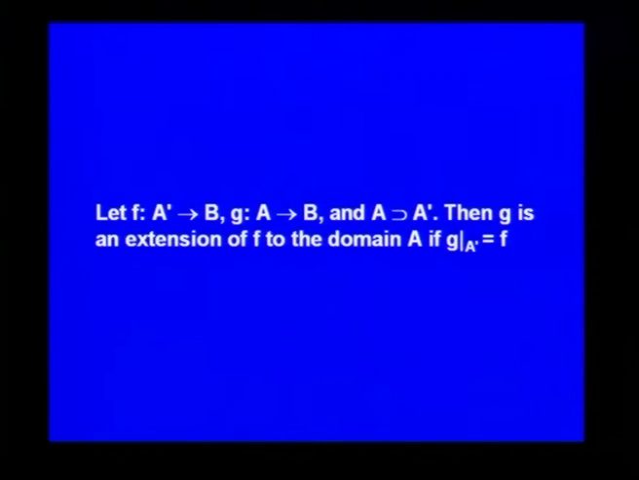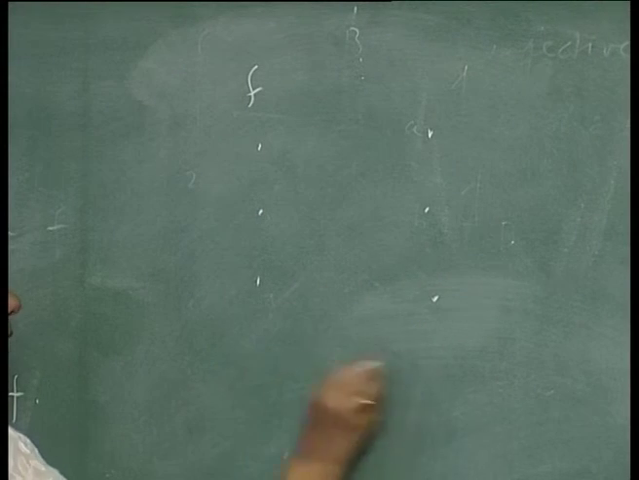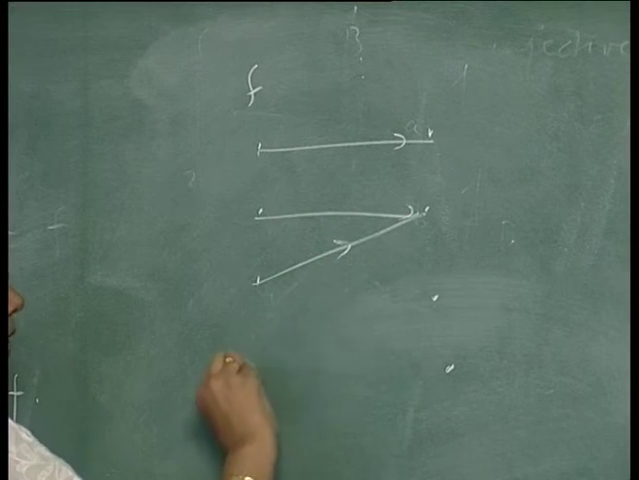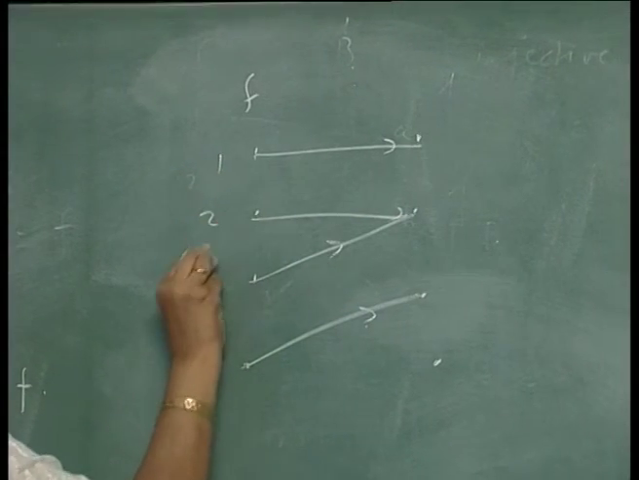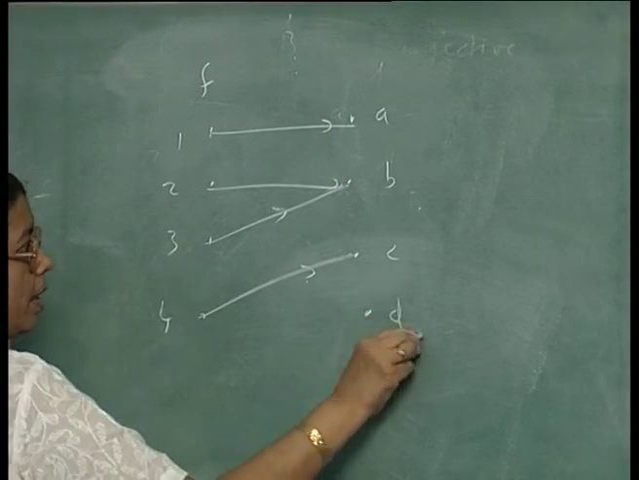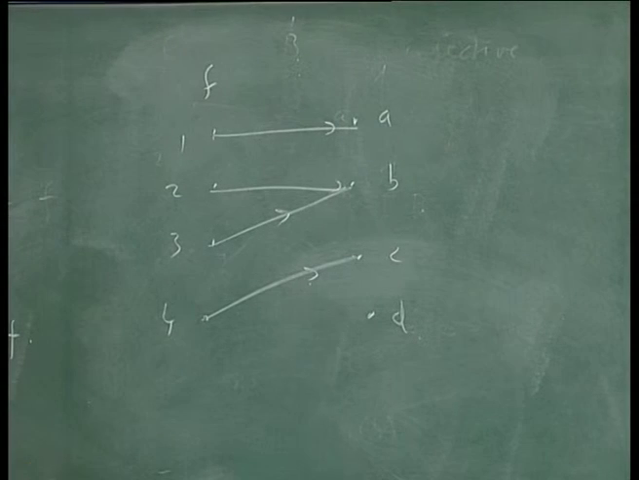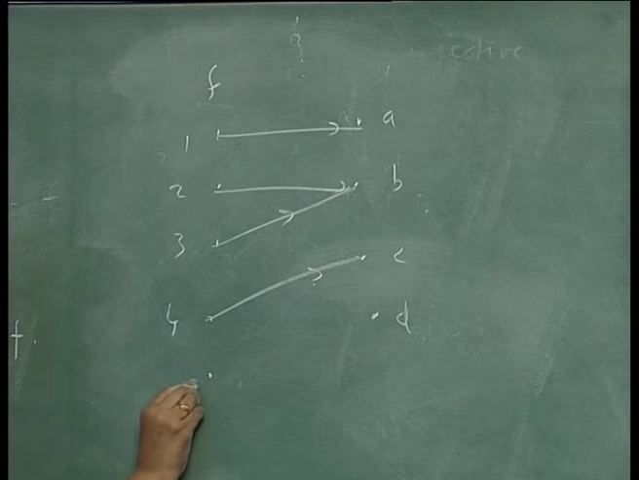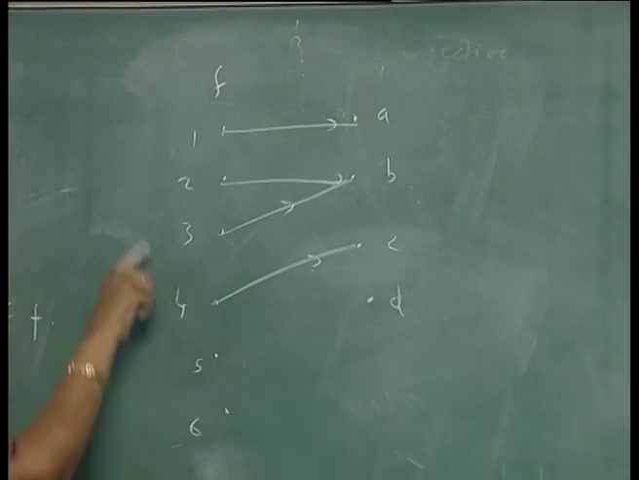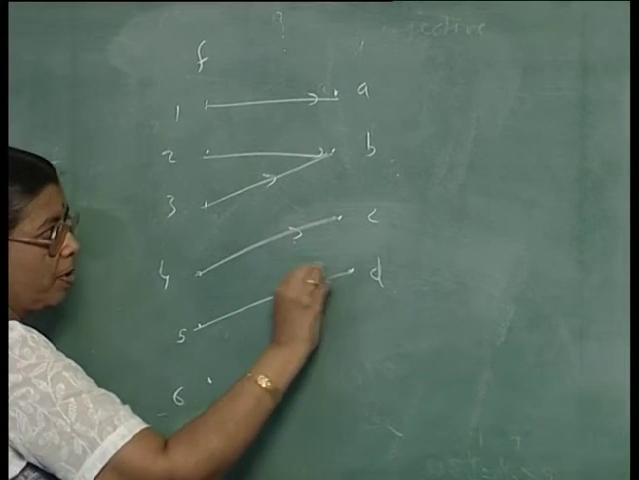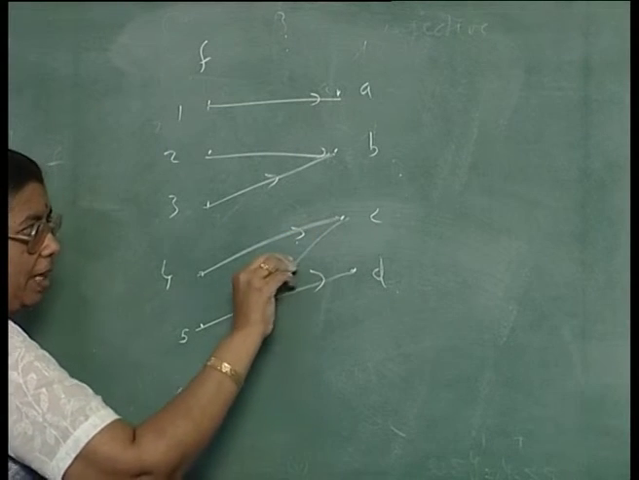Suppose I have a function f between two sets, like this: 1, 2, 3, 4 and A, B, C, D. Then I want to have some more elements, say 5 and 6, but as far as 1, 2, 3 and 4 are concerned, the same map. For 5 and 6 I define it like this: 5 is mapped onto D, 6 is mapped onto C.